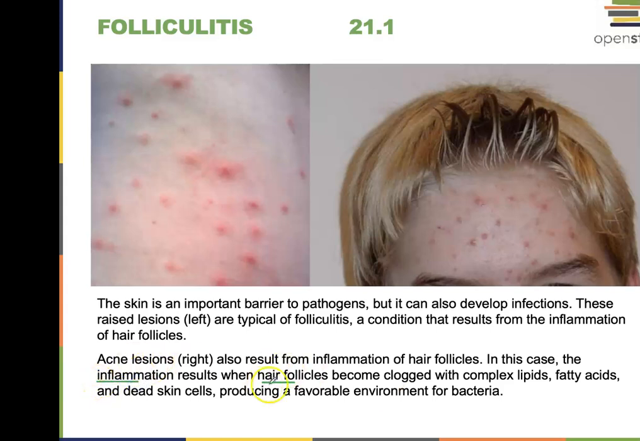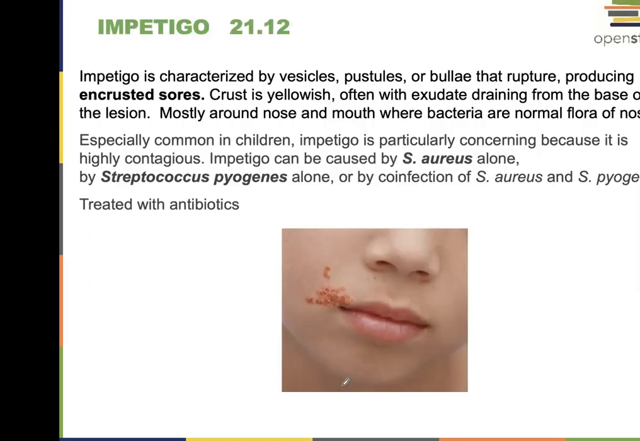So you have inflammation, and then they can become clogged with the lipids that you have there, like sebaceous gland, sebum, the fatty acids, and dead skin cells. And these are all really good nutrients for bacteria, right? They can eat the fat, and those dead skin cells provide protein, and you have this warm environment.